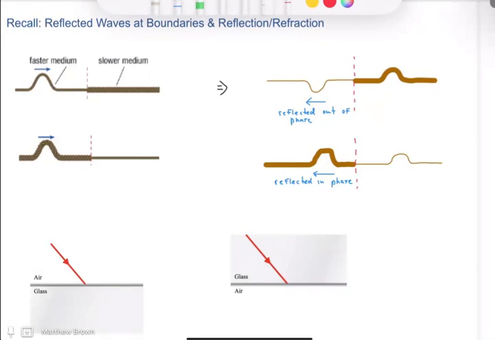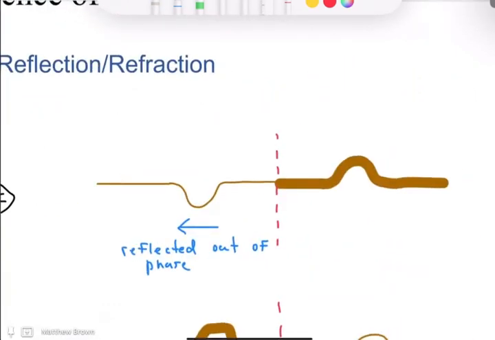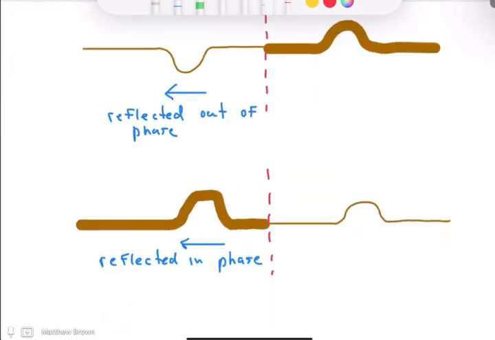And we're saying that if you have a slower material like we did up here, then it's going to get reflected out of phase. Whereas if you have it going into a faster medium, it should get reflected in phase. It sort of acts like that loose end here somewhat.